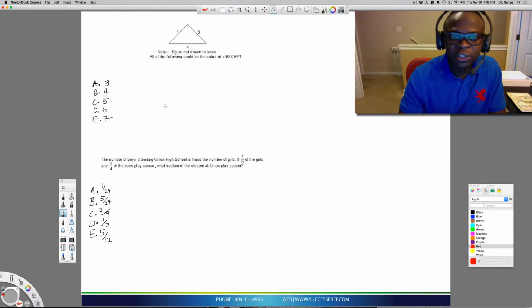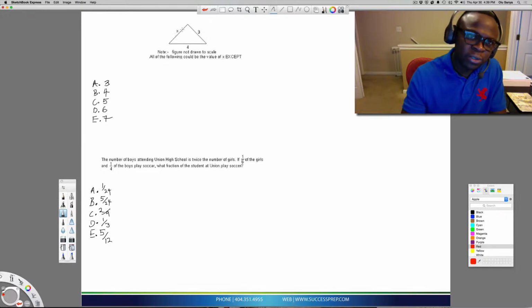All right, for a question like this on the GMAT, what you find out is I have two questions actually. So we're going to look at this first one and also the second one. For this first one, we're dealing with a triangle, and the question says, in the figure above, in this diagram for a triangle, all of the following could be the value of x except.